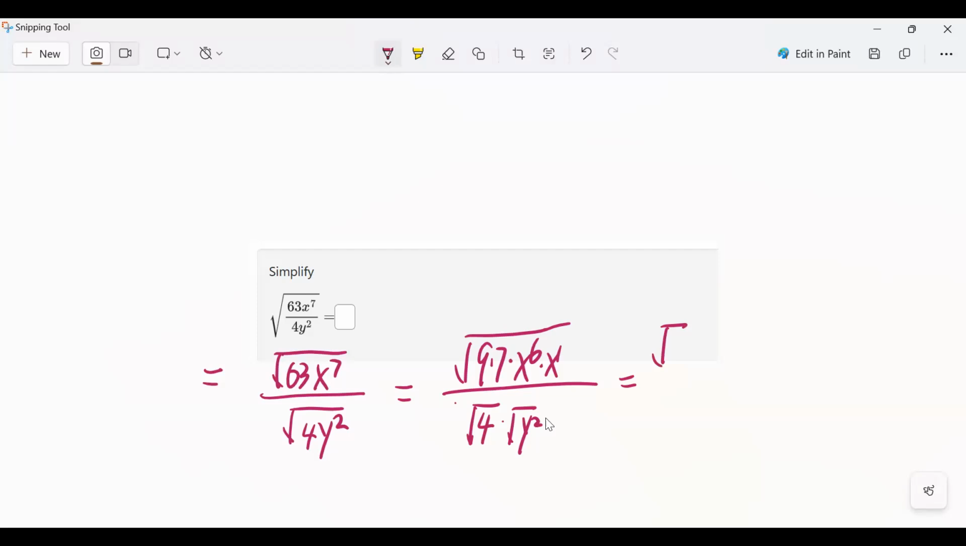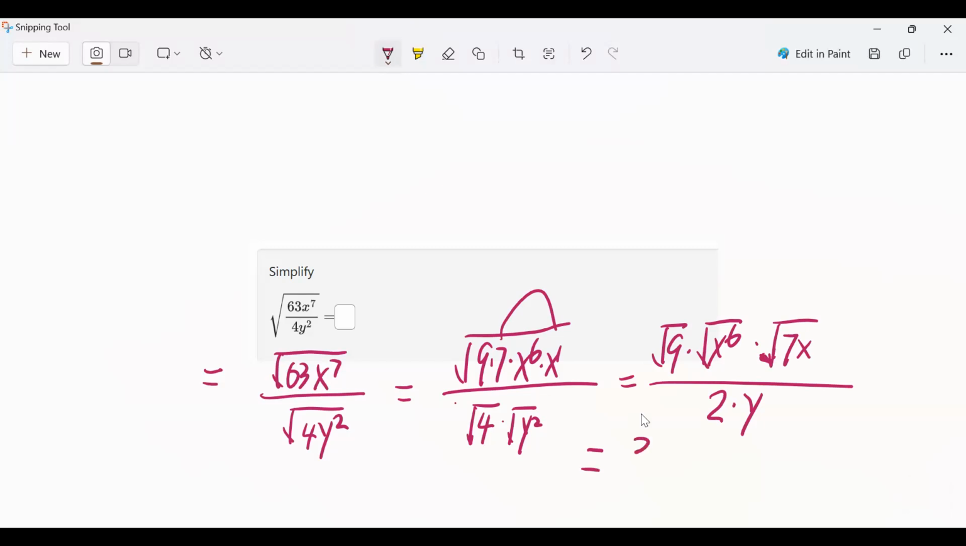I will get square root of 9 times square root of x to the 6 times the other two, right? Keep it under the same root, 7x. And for the denominator, I get square root of 4 is 2. Square root of y squared is y. And right here, square root of 9 is 3. Square root of x to the 6 is x to the third. Square root of 7x over 2y.